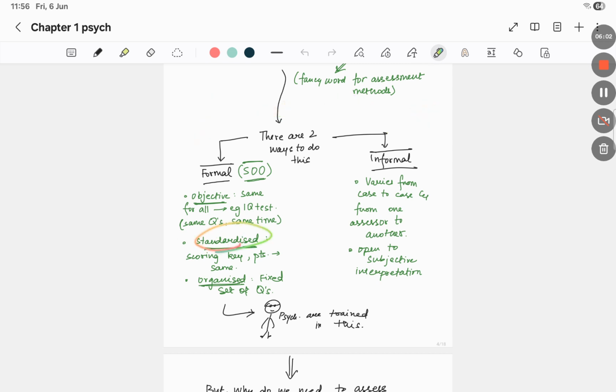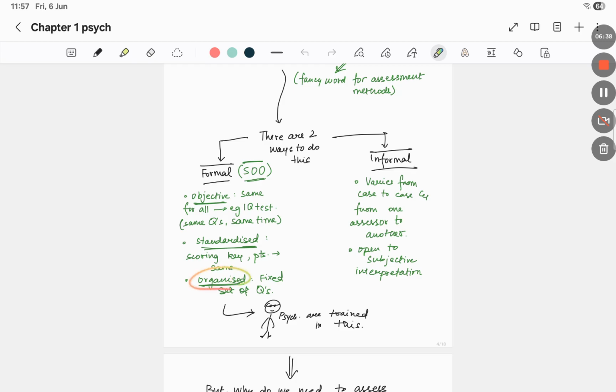Second is standardized. Standardized means, let's say two researchers conduct the same test. Let's consider an IQ test. Researcher A and researcher B conduct this IQ test on 100 individuals each. So the scores of these 100 people can be compared with the scores of these 100 people because the standard of comparison is the same. The scoring key is the same. The number of points given for each question is the same. So across researchers, across assessors, you can compare the scores of each individual. That is what we mean by standardized. There's a fixed standard of scoring and interpreting those scores.